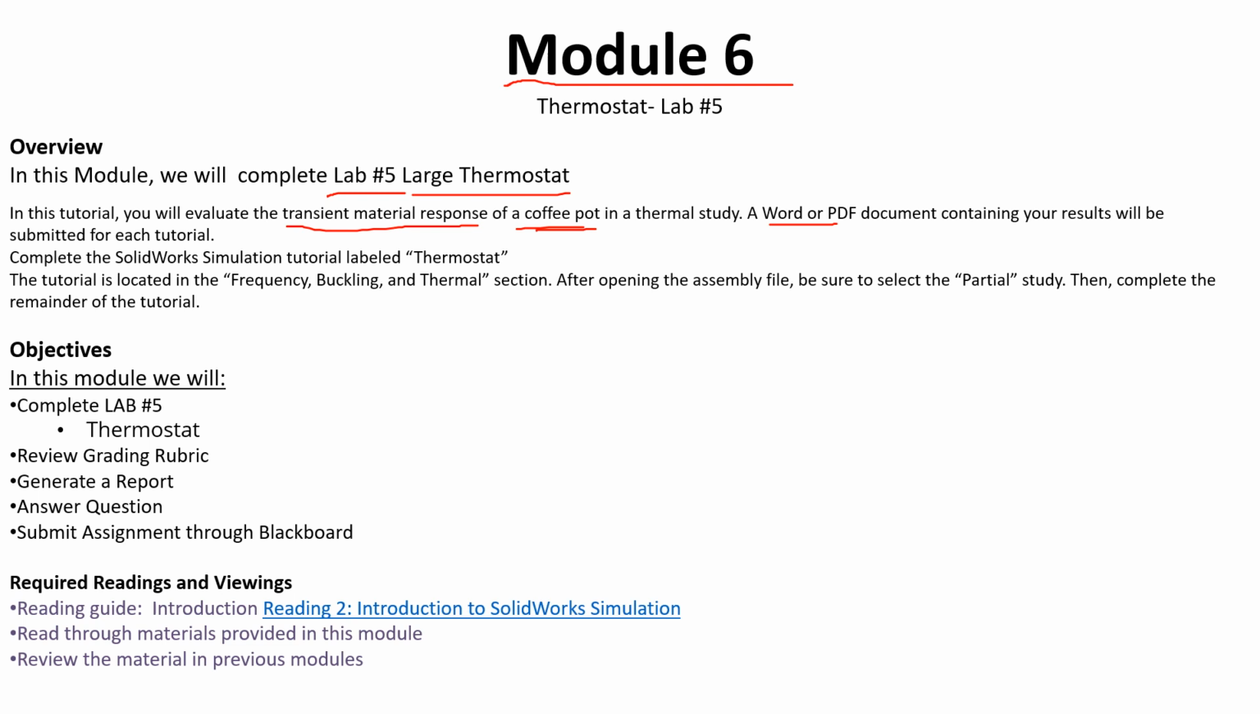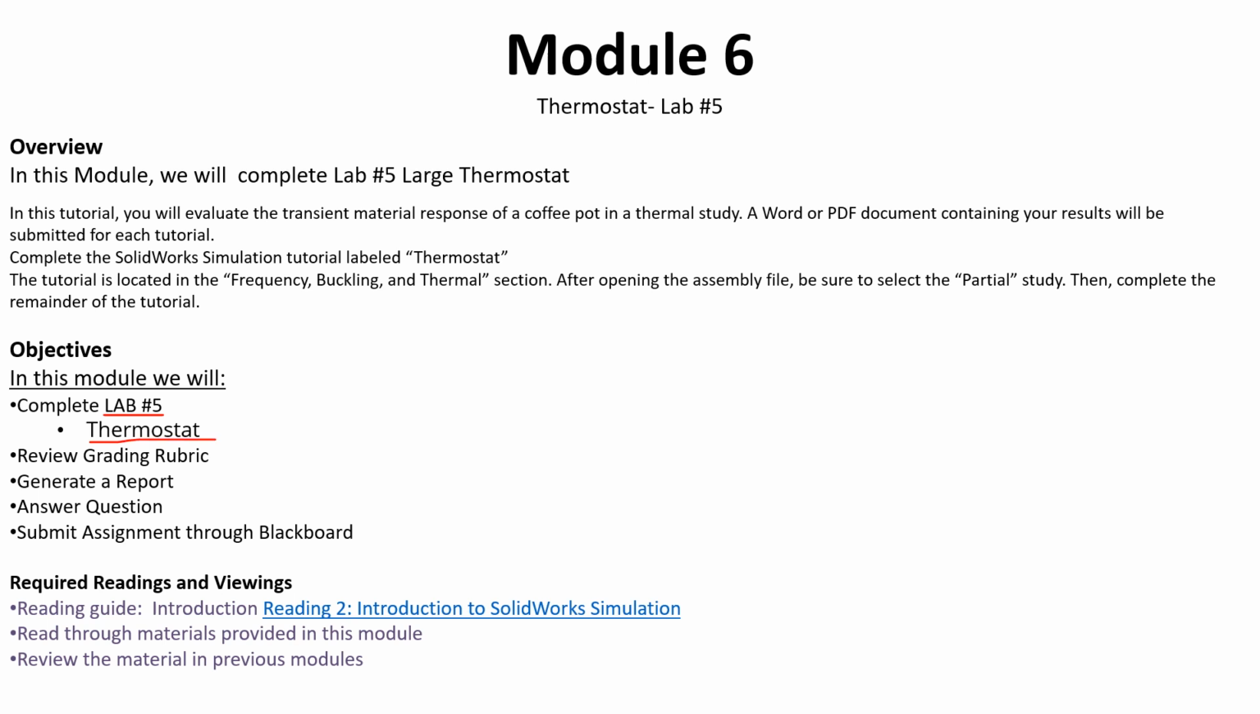As you're working through to complete this simulation tutorial, it's going to be labeled thermostat. This tutorial is located in the frequency, buckling, and thermal section in SOLIDWORKS. After opening the assembly file, I do want you to make sure to select partial study, then complete the remainder of the tutorial. So the objective within our module number 6 is to complete that fifth lab, which is dealing with that thermostat and that coffee pot.